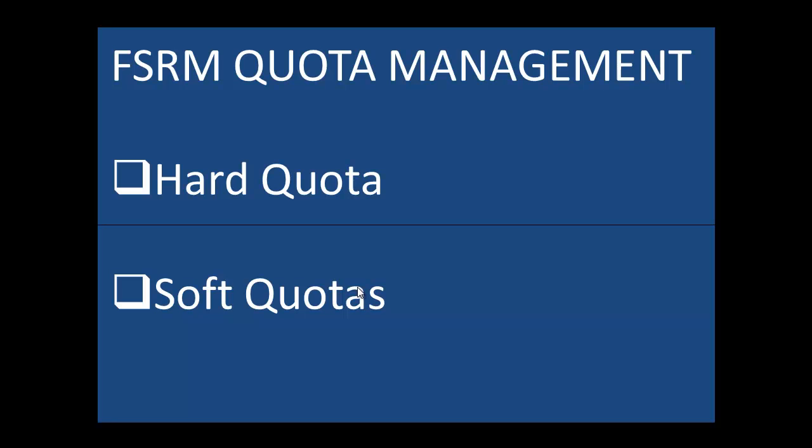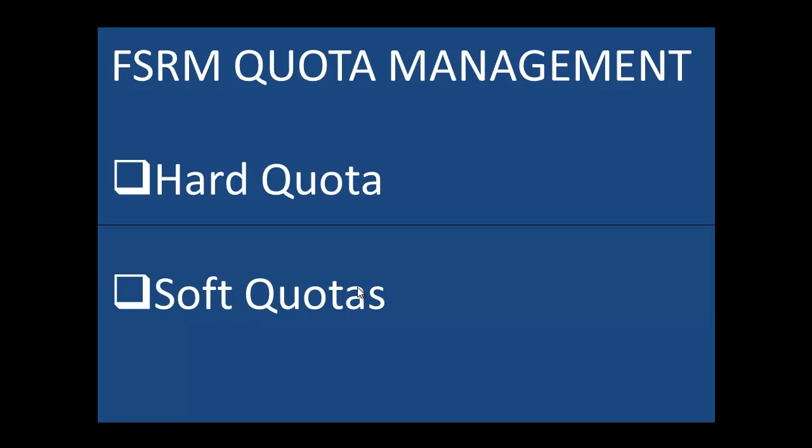For example, if you set a quota limit on a folder, you set that limit at 1 gig. If you had set a hard quota on that folder, once that limit you set has been reached, that user is not going to be able to save anything else on that folder.